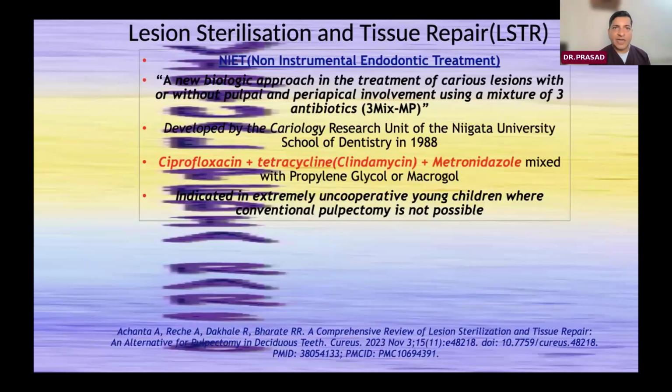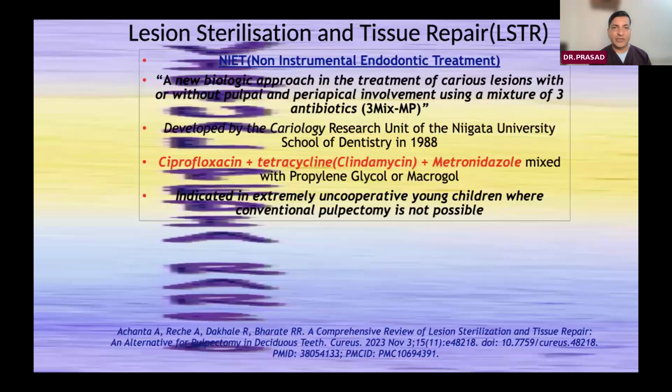Now, first I will start with the non-instrumental endodontic treatment, or NIET. It is also called lesion sterilization and tissue repair, or LSTR. It is a new biological approach introduced way back in 1988 at the University of Niigata in Japan, developed by the Chirurgy Research Unit of that university, and it suggests placement, without removal of the pulp and periapical involvement, of a mixture of 3 antibiotic paste in the form of ciprofloxacillin, tetracycline, and metronidazole.